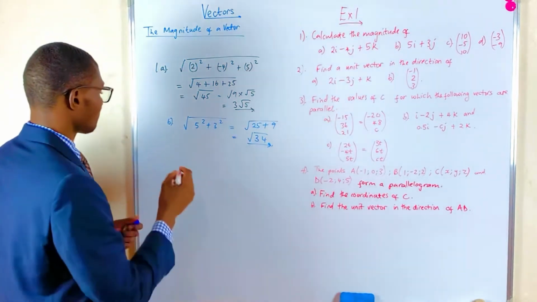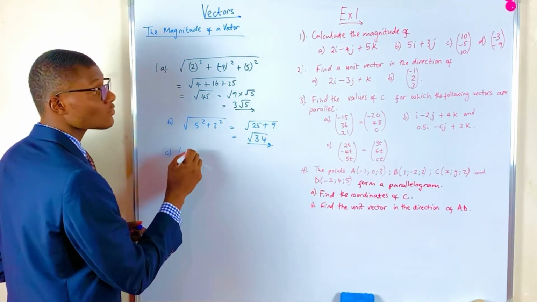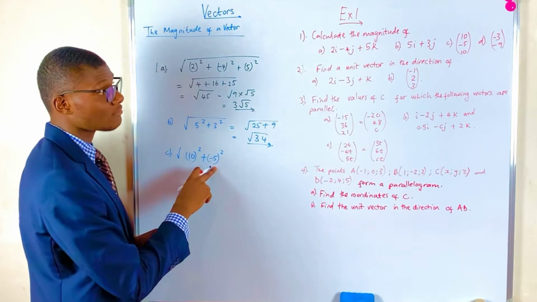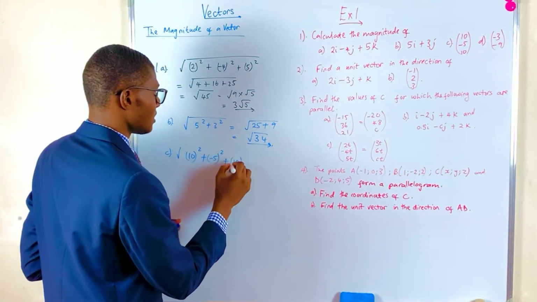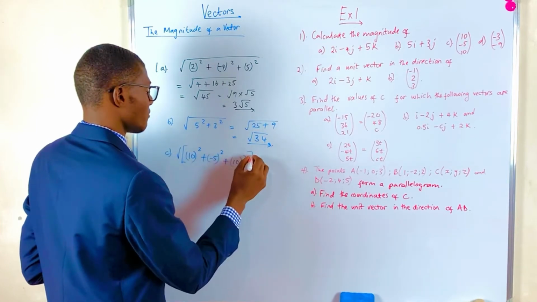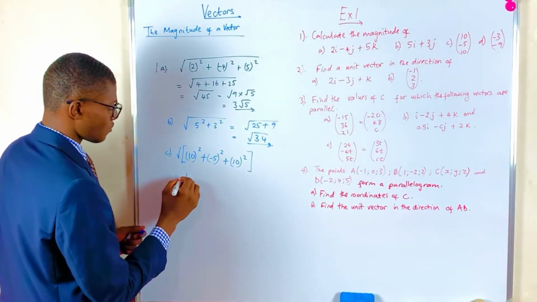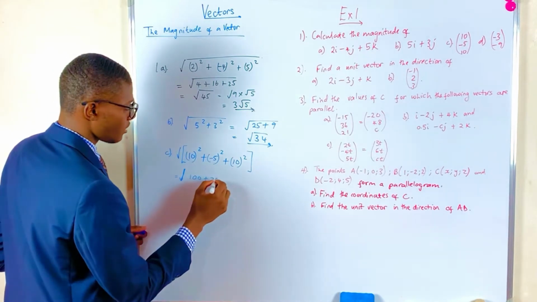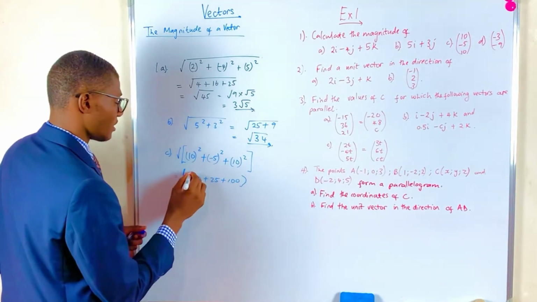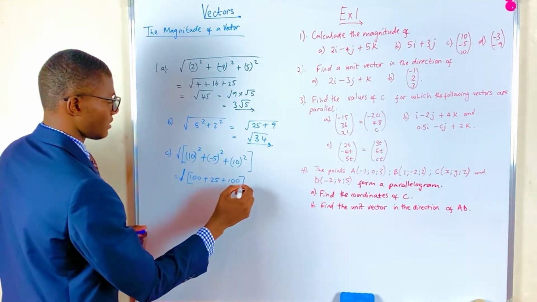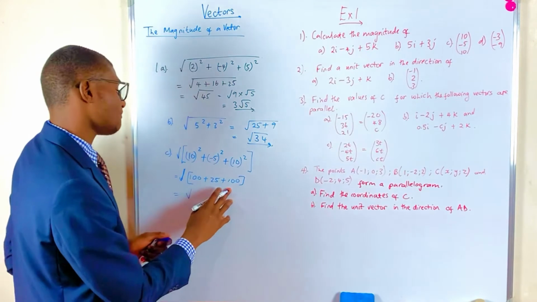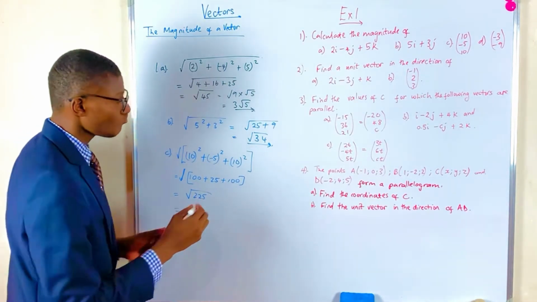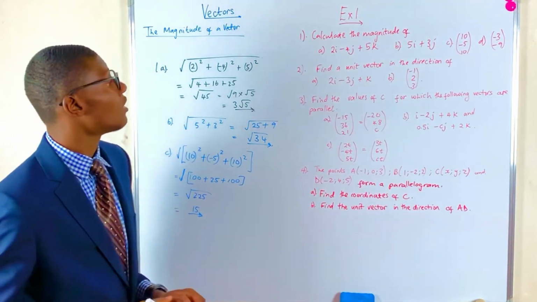Then for part C, that one is in 3D. So we say the square root of 10 squared plus minus 5 squared, plus 10 squared, inside the square root. This will give us root of 100 plus 25 plus 100, which is root of 225, which is equal to 15. So 15 units will be the magnitude of part C.